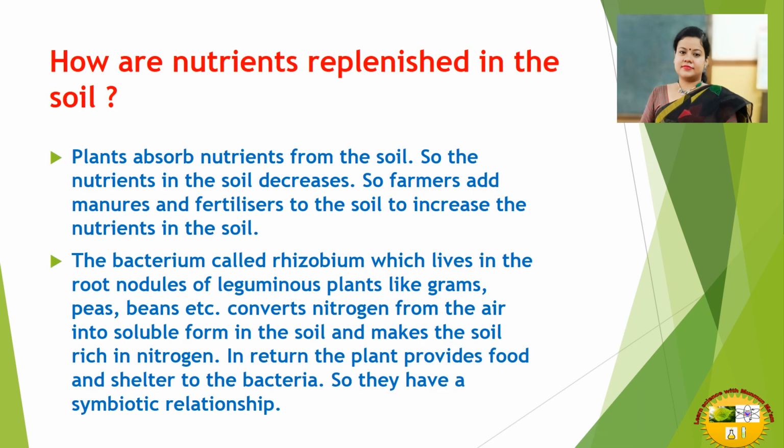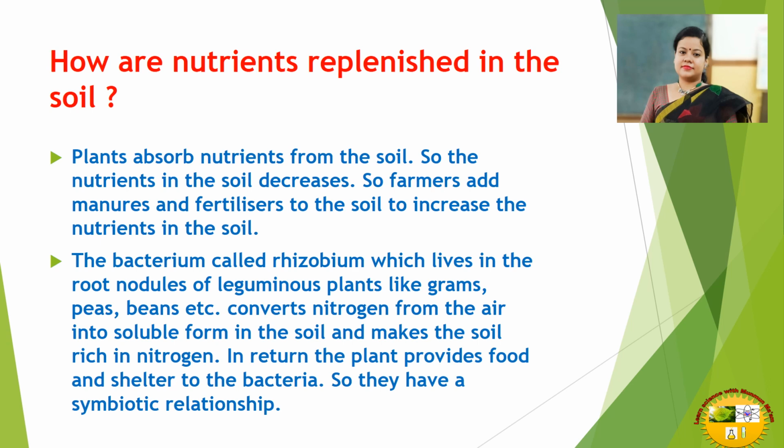Next, how are nutrients replenished in the soil? Plants absorb nutrients from the soil, so the nutrients in the soil decrease. If plants are taking the nutrients, obviously nutrients in the soil will decrease. So farmers add manures and fertilizers to the soil to increase the nutrients in the soil.